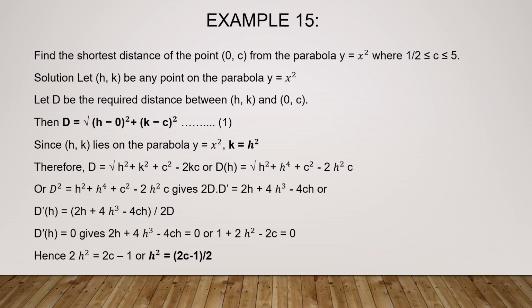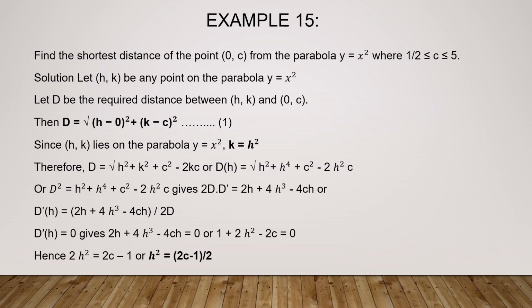Now for taking the derivative, you can either find the derivative directly of d, which is the root of a quantity, so the derivative of root x is 1 upon 2 root x. Or you can take the derivative of d², which is 2d·d′, and the right hand side will be 2h + 4h³ − 4ch. Either way you can get the answer. So what do you get? d′(h) = (2h + 4h³ − 4ch) / 2d. When you equate it to 0, you get 2h + 4h³ − 4ch = 0.